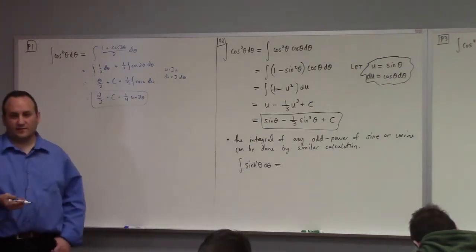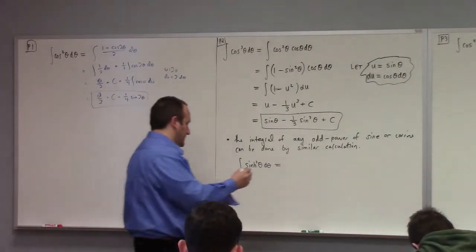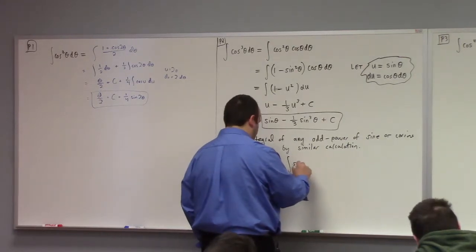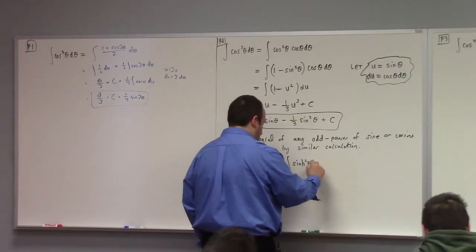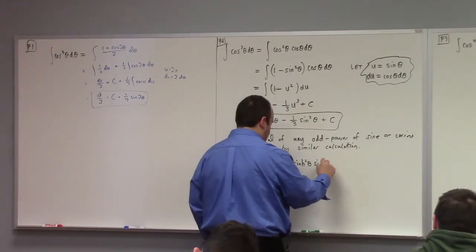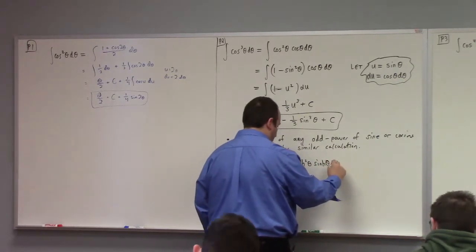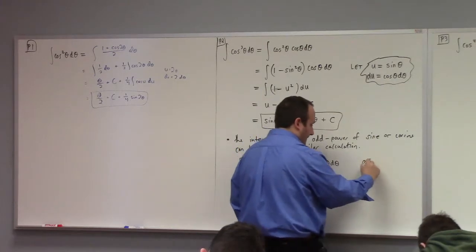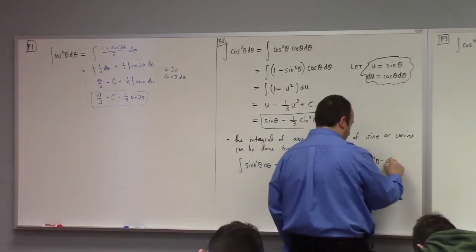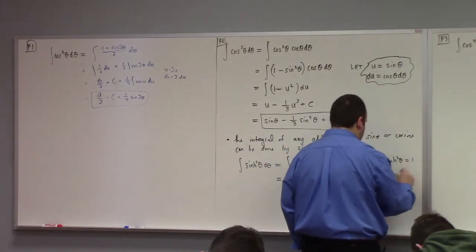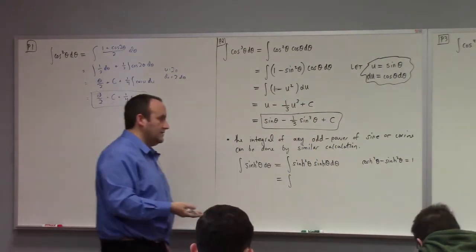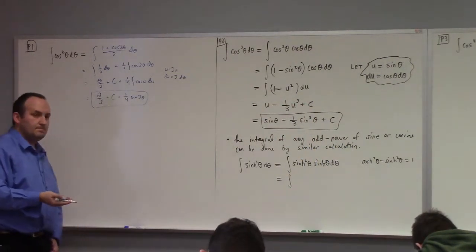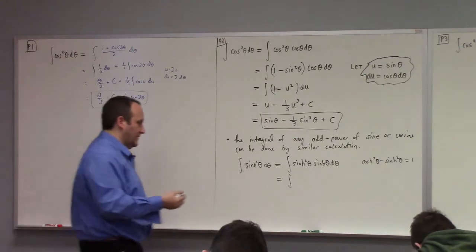So what I would do is I'd say, well, that's sinh squared times sinh. And how can I convert sinh squared to cosh squared? Remember, cosh squared minus sinh squared is 1. So sinh squared is what? Yeah, cosh squared minus 1.